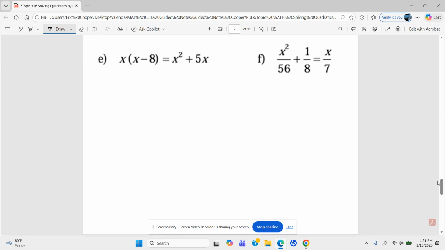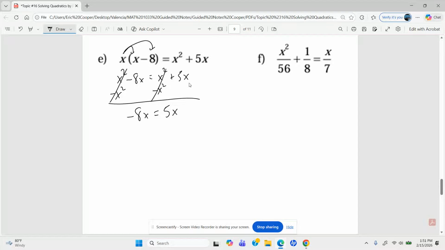Again, neither of these problems are set equal to 0, so we're going to get rid of the parentheses and get it equal to 0. Here, I'll distribute the x, and I have x squared minus 8x equals x squared plus 5x. I go to try to move the x squared to the other side, but I notice they both cancel. So in this case, I've got negative 8x equals 5x. Now it's just a linear problem. There should be no factoring. Our goal is just now to get x by itself. I'm going to take this 5x and move it to the other side by subtracting it.